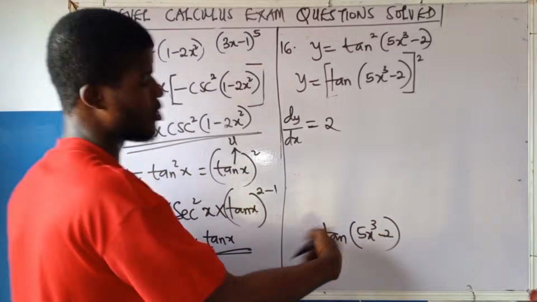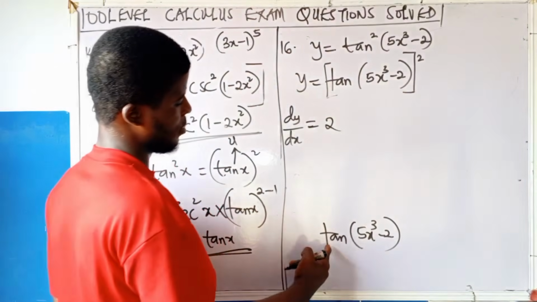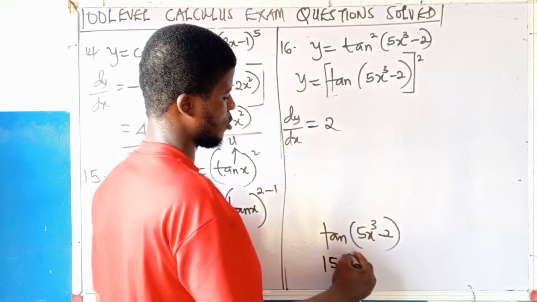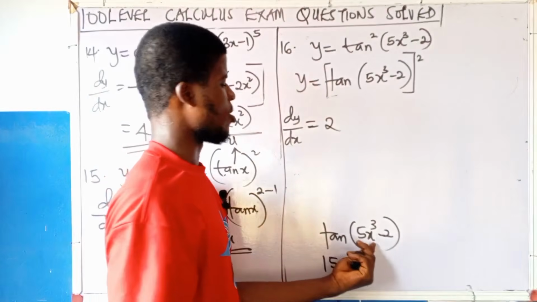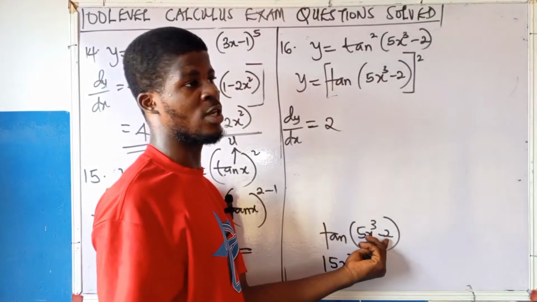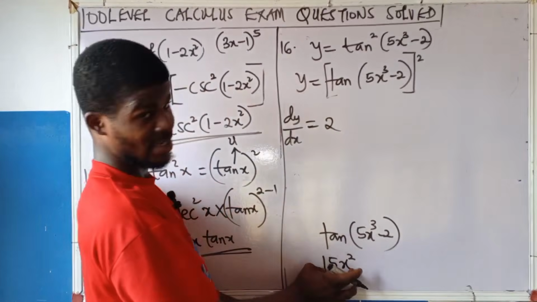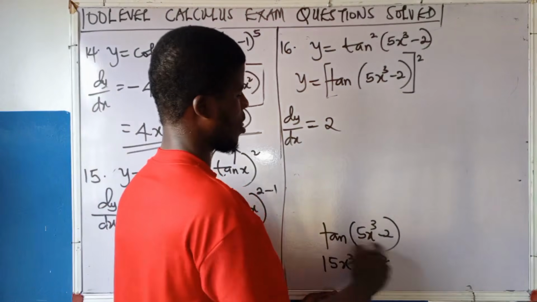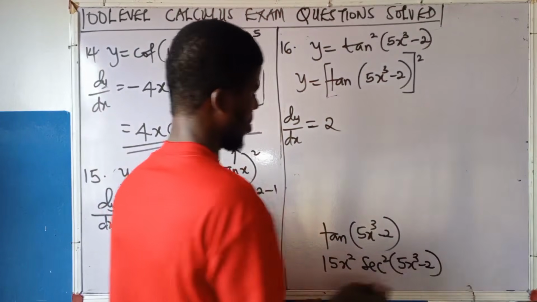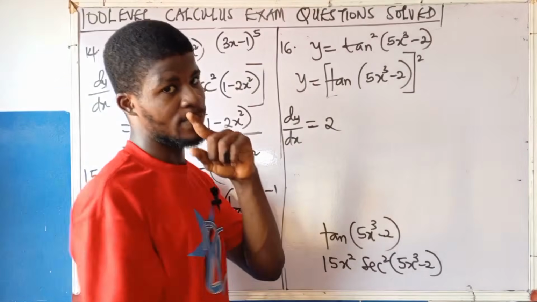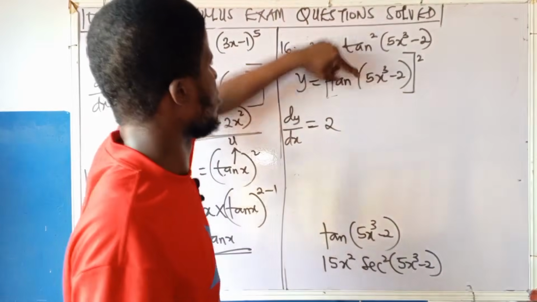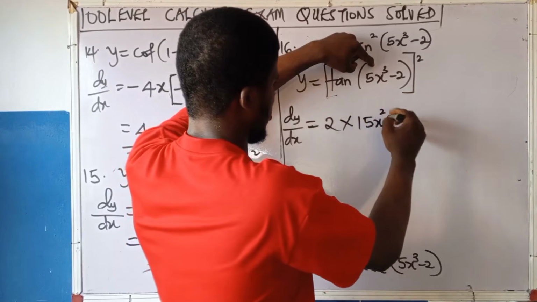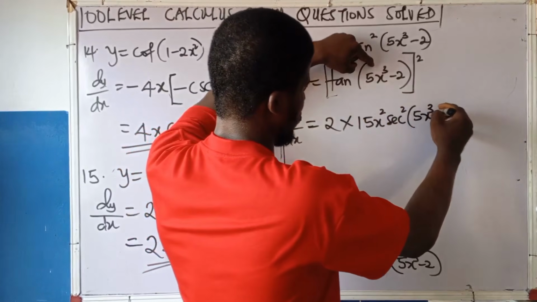If I want to differentiate this normally, what I will do is to differentiate this one inside. 3 times 5 is 15, so I'll be getting 15x squared as the derivative of what is inside. If I differentiate minus 2 with respect to x, I'm going to get 0. So differentiate this inner function to get this. Then I'll differentiate tan to get sec squared. I'll now write my sec squared and the 5x cubed minus 2. This will be the derivative of the one inside. So going by the rule, write 2, differentiate this one inside, and that will give me everything here. So I'm going to write 15x squared sec squared 5x cubed minus 2.